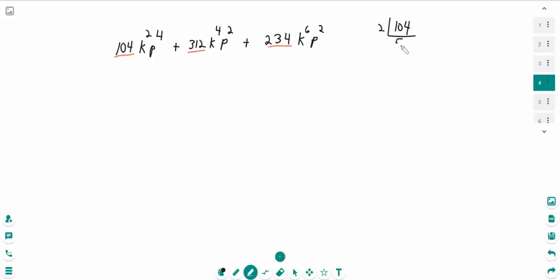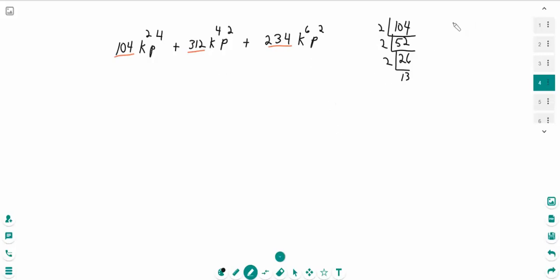And you're going to get really good at this eventually, right? 2 can go into this, let's see here, 52 times to 13. And 13 is a prime number, isn't it? Yep, it's only divisible by 1 and itself. So big number, 104, but it only has 4 prime numbers to it. So that's kind of nice.